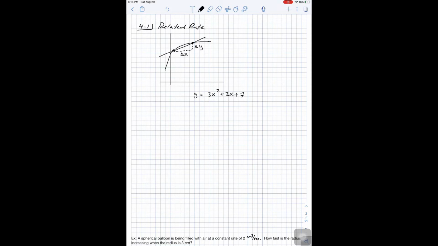But in physics and a lot of the sciences, we're looking at the position of an object versus the time. And so a derivative then becomes not a rate of change between x and y, but of position and time. And that's what we're going to do in these related rates problems.